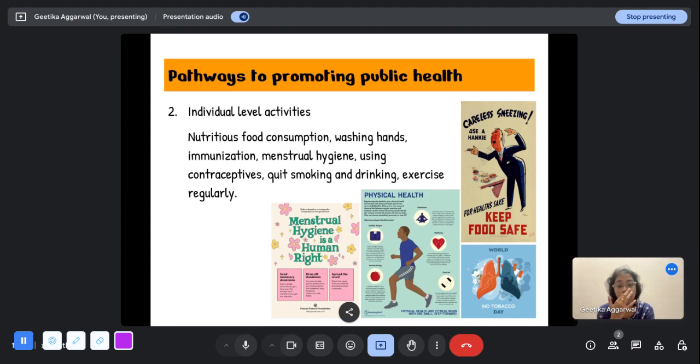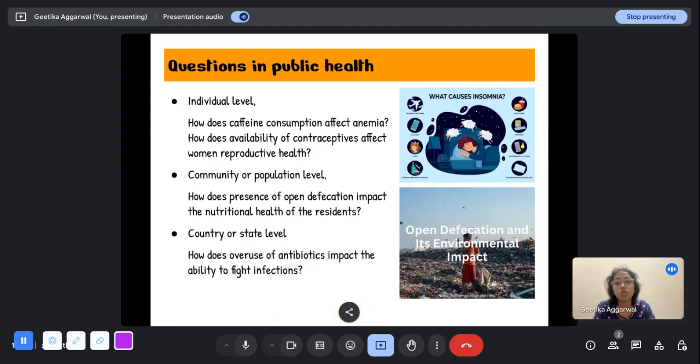Telling people, okay, then making people aware about the importance of washing hands and washing them properly. Telling them about quitting smoking, quitting drinking, exercising regularly, and promoting the use of contraceptives, how that is important for reproductive health for men and women. And talking about menstrual hygiene, and how use of sanitary napkins is important to promote reproductive health again in these cases. So these are some ways in which, on an individual level, you can promote health.